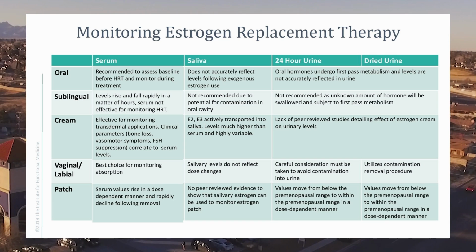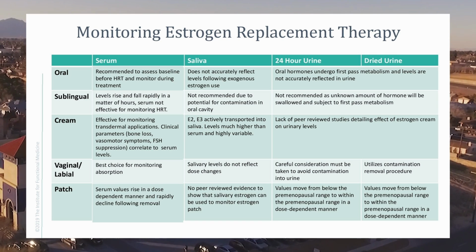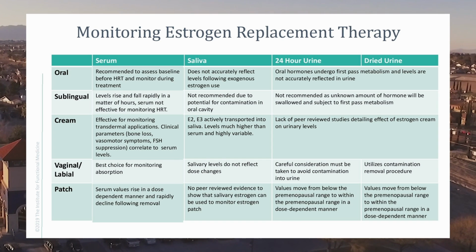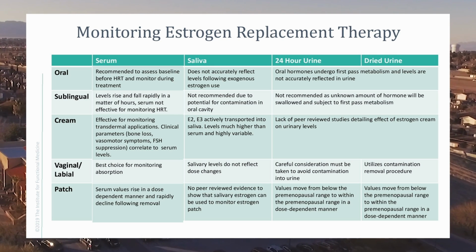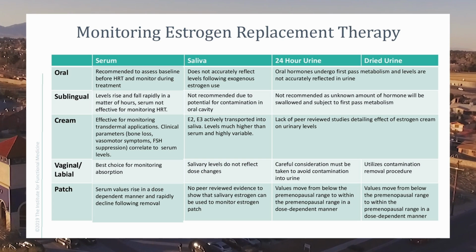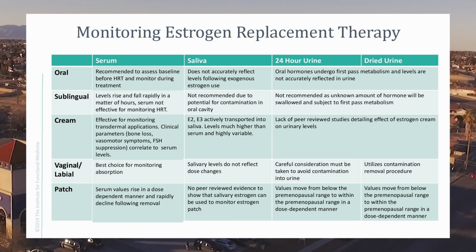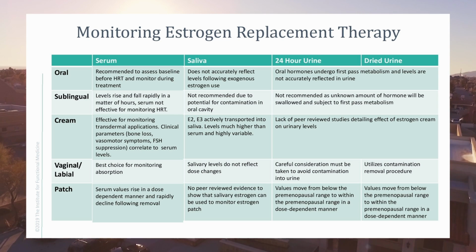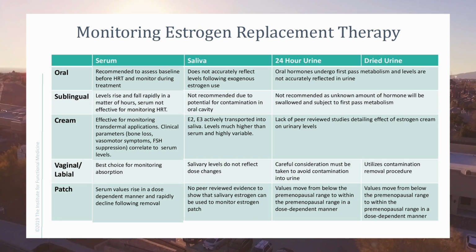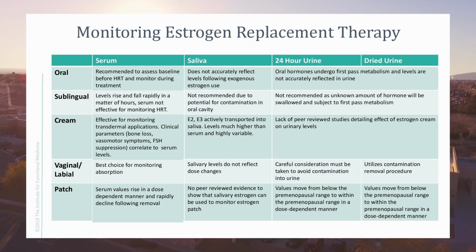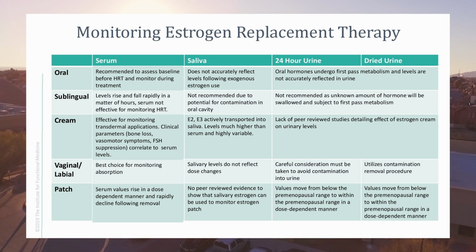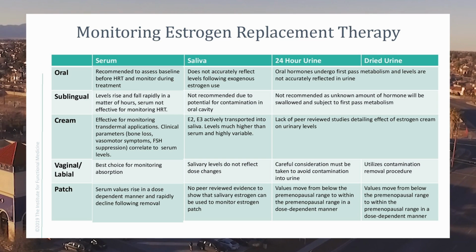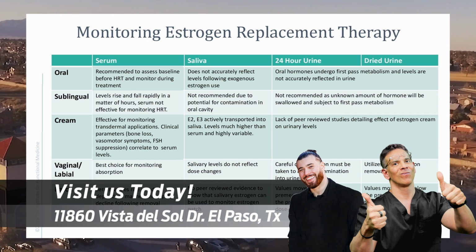Now, if you're using labial or vaginal estrogen, serum at this point appears to be the best choice for monitoring absorption. The salivary levels don't reflect any dose changes. So basically, it's probably a waste of time to get a salivary level. Trying to do urine testing, if you're using vaginal or labial estrogen, might be problematic because how do you know you didn't contaminate the urine specimen? And if you're using a patch, serum values are going to rise in a dose-dependent manner and then rapidly decline following removal. So it may be helpful. We do know at least that the serum values change based on when you put the patch on and when you take the patch off, but it is still a little problematic.